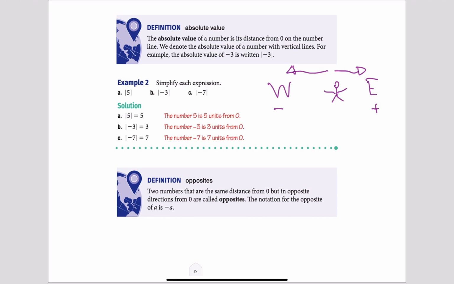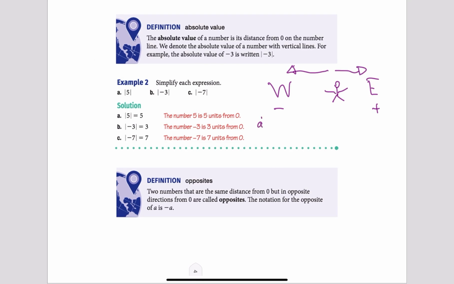It's the same distance. And so absolute value is the absolute distance from 0 on the number line, regardless of the positive or negative sign. And in fact, the absolute value is the number without its sign. So let's look at the examples.